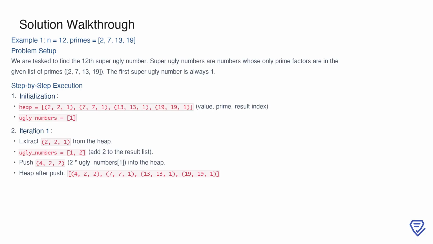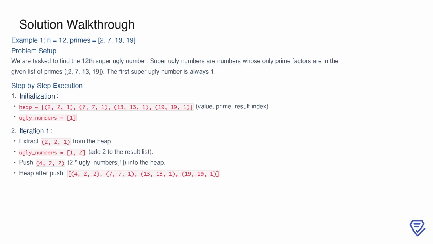To solve this problem, we start by understanding that super ugly numbers are built using only the primes provided in the list, and the first super ugly number is always 1. For this example, we need to determine the 12th super ugly number using the primes 2, 7, 13, 19. First, we initialize a heap to efficiently track the next smallest possible numbers generated by these primes. Each entry in the heap is a tuple containing three values: the current value, the prime that generated it, and the index in the result list that this value is based on.